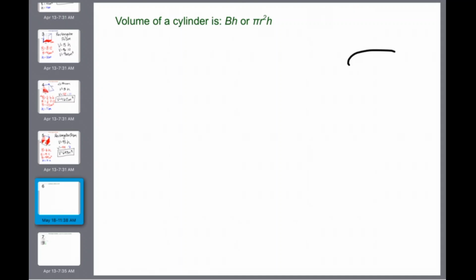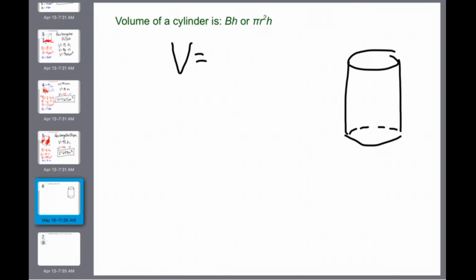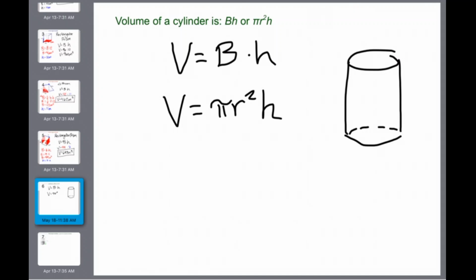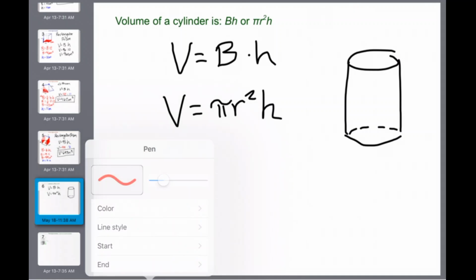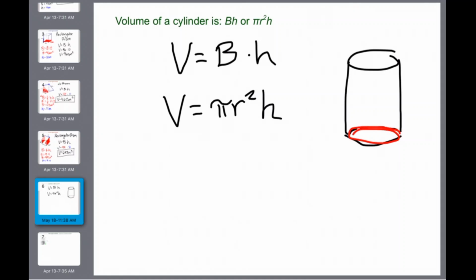So if we imagine a cylinder, like a can of soup, or like a can of soda would be a cylinder, we would have the volume is the area of the base times the height, but the area of the base is always going to be a circle, so it's going to be pi r squared times h. So same exact idea, just with always being a circular base.